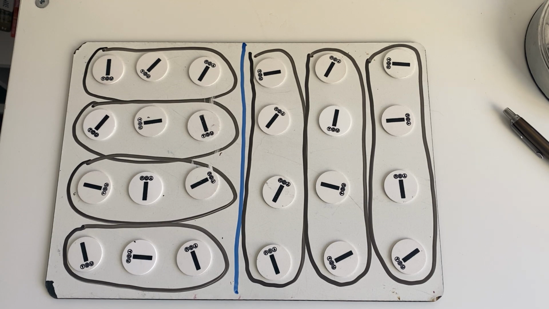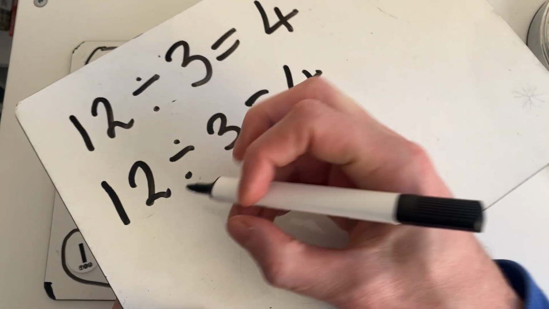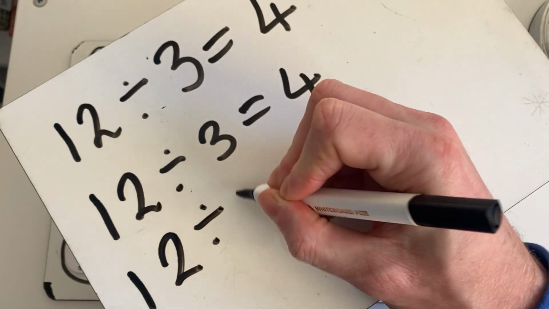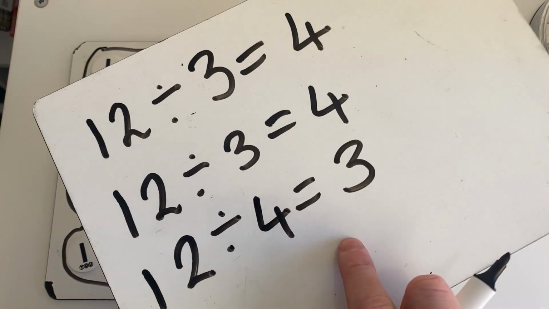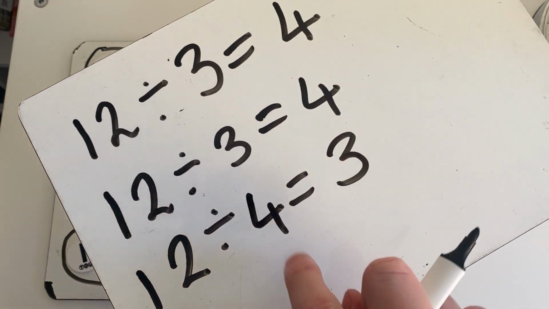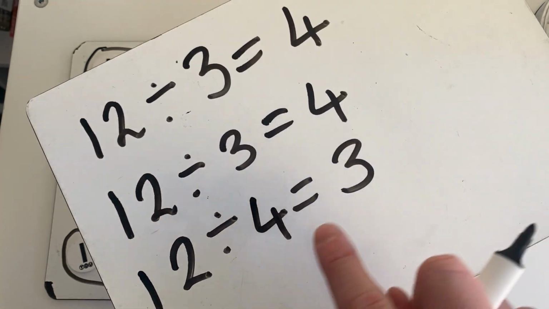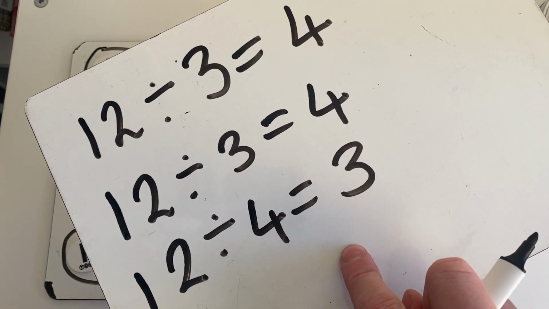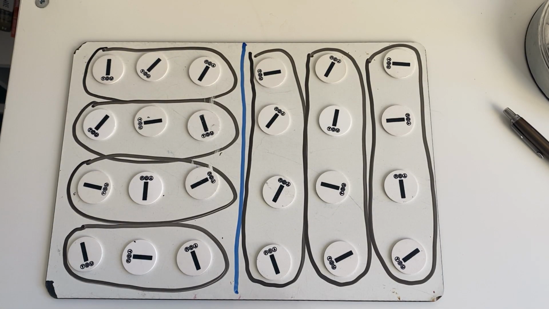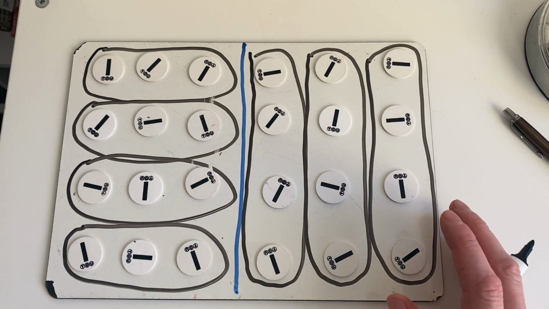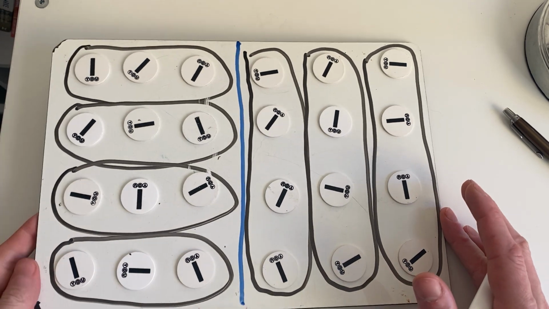Now the difference is that on the left hand side you've got 4 groups which have got 3 counters in each, but in the second visual representation you've got 12 counters which have been split into 3 groups with 4 in each. So just to show that, we could actually write 12 divided by 4 equals 3. This gives us the same answer. It's just that the divisor is different and the answer is the opposite number, but they still mean the same. That's our first question.